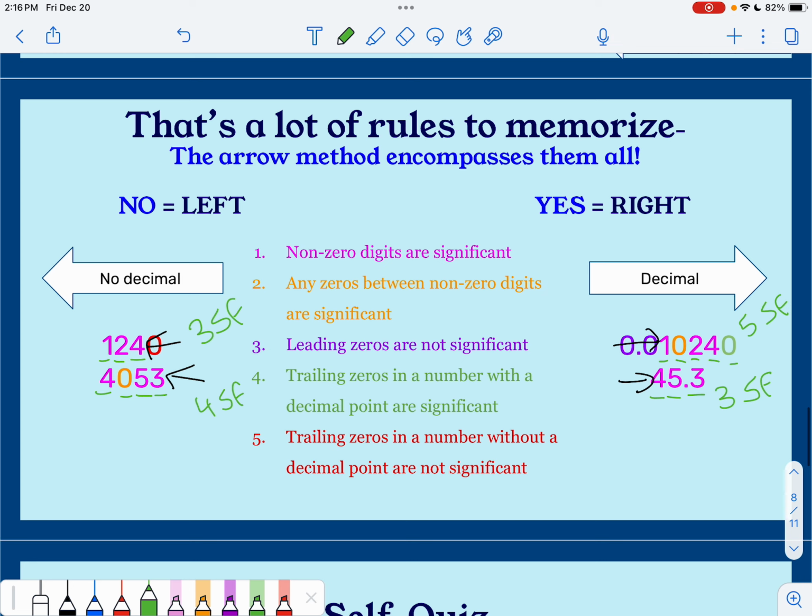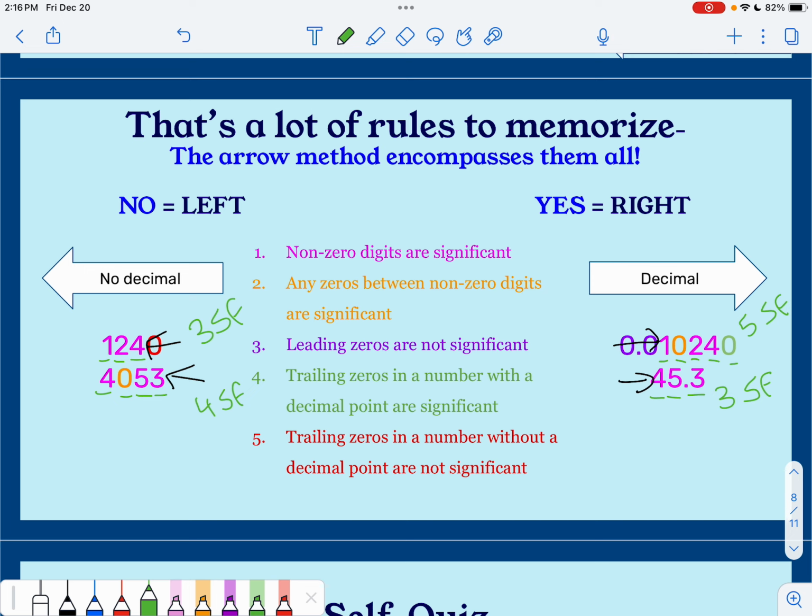Okay, like I said before, the arrow method encompasses all of the rules, because rules 1 through 5, that's a lot of rules to memorize. And I don't know about you, but there's enough things to memorize already. So let's just revisit the arrow method, and now that we know all of the rules that define sig figs, I'll show you how the arrow method for sure works, just to prove it to you so you feel comfortable using it and you don't have to memorize all the rules.